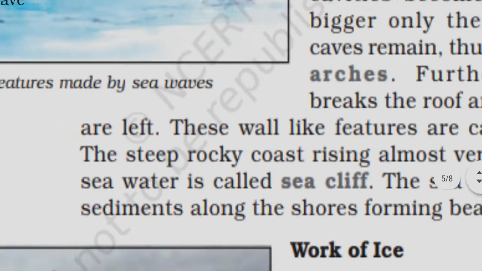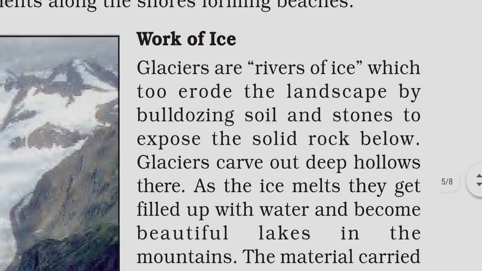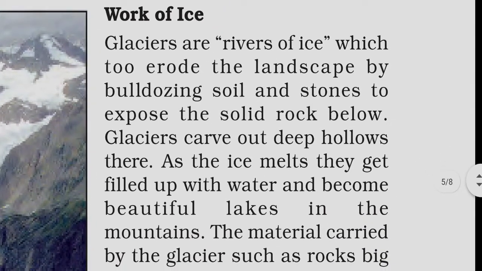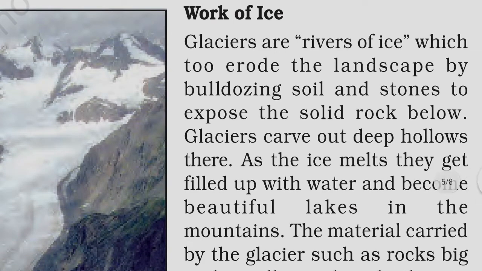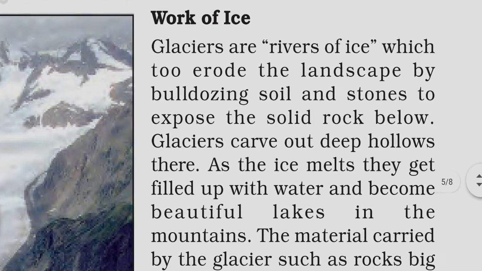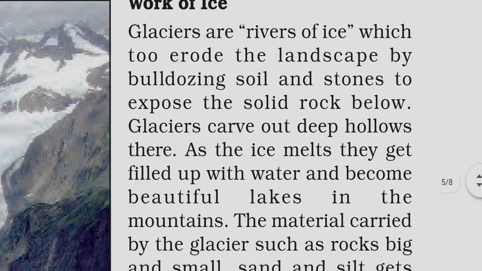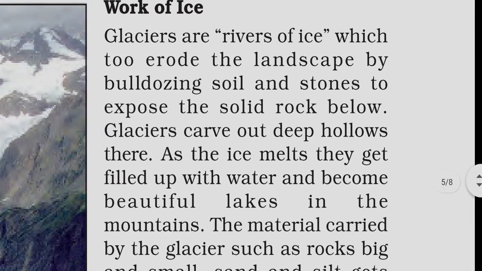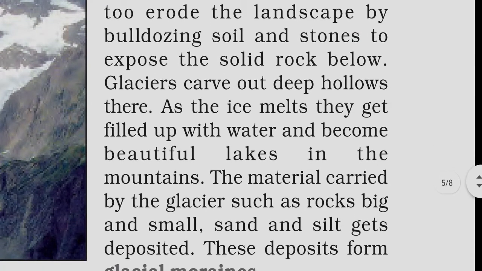We have already discussed the work of the sea. Let's see what the work of ice is. That means the glaciers are the rivers of ice which also erode the landscape by bulldozing the soil and stones to expose the solid rock below. They bulldoze a large amount of soil and stone to form glacial cirques, the deep hollows there. Okay, as the ice melts, they become filled up with water and become beautiful lakes.